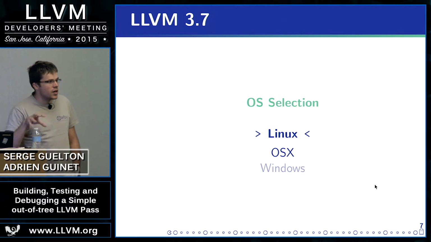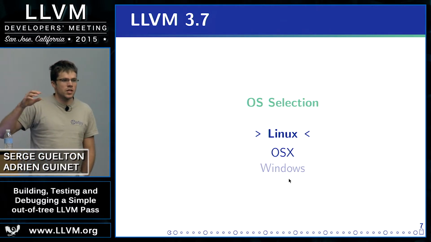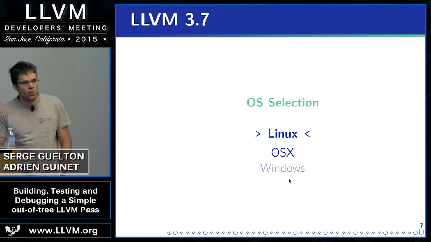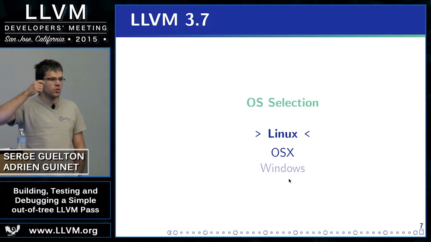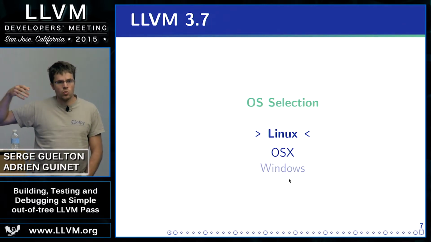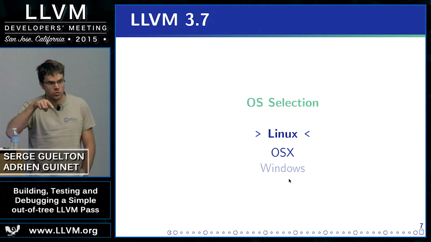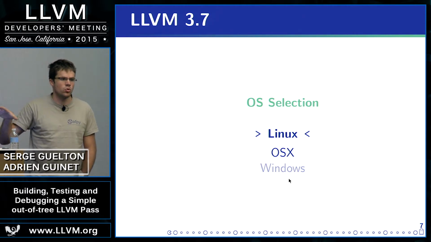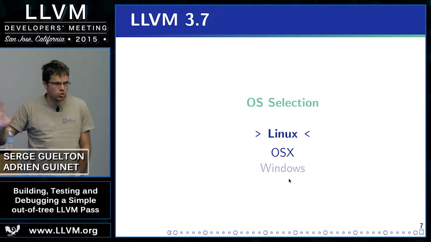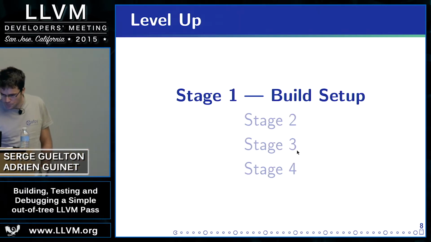Then the OS selection. You can see that you can't select Windows. That's not some philosophical stuff from me. It's just that out-of-tree pass development is not supported on LLVM. If you try to do this now through cmake, you will just be rejected. So it's not supported by the tutorial, and it's not supported by LLVM. It has to do with dynamic loading. It just doesn't work. So it's for Linux and OS X.